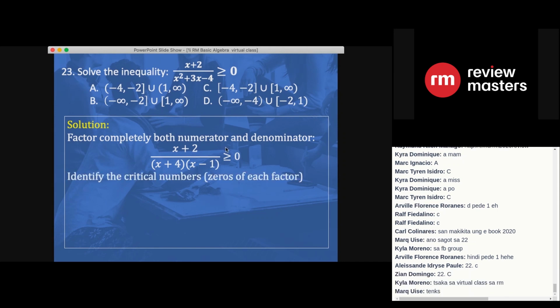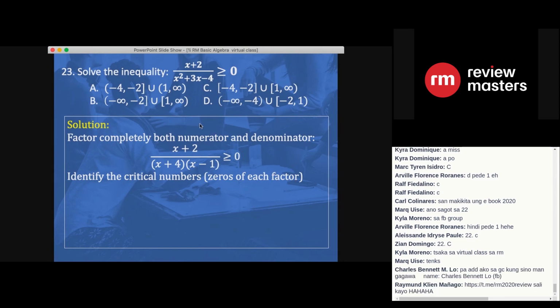Okay, identify the critical numbers. The critical numbers are the numbers kapag kinuha mo yung zeros of each factor. So ito, x plus 2 is equal to 0. So ang critical number mo dito, negative 2. Ito, negative 4. Ito, 1. That is the zeros of each factor. So the critical numbers are negative 4, negative 2, and 1.